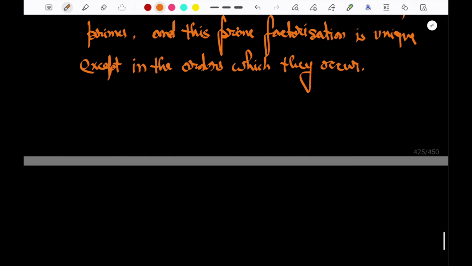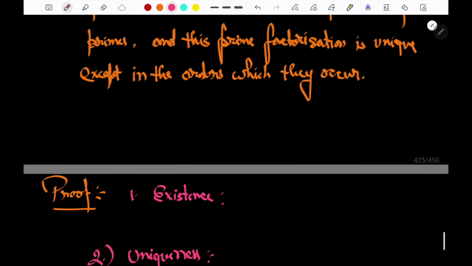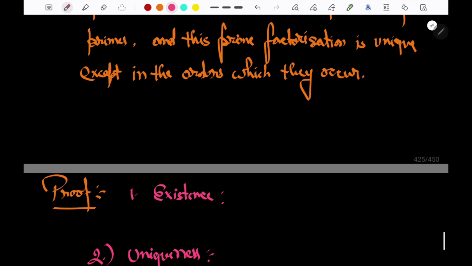Now there are two things that we have to do here. So let's get a simple proof of this statement. What does the proof require? We are required to do two things. First, existence, and second, uniqueness. As we have said, this prime factorization is unique except in the order in which the primes occur. That means the order can vary, but the prime factorization will be unique.